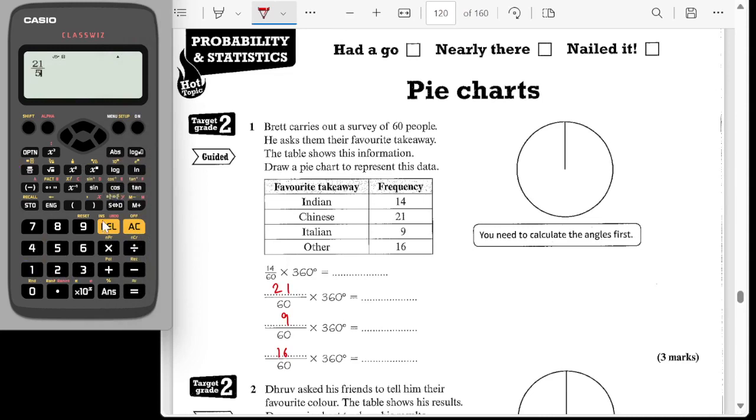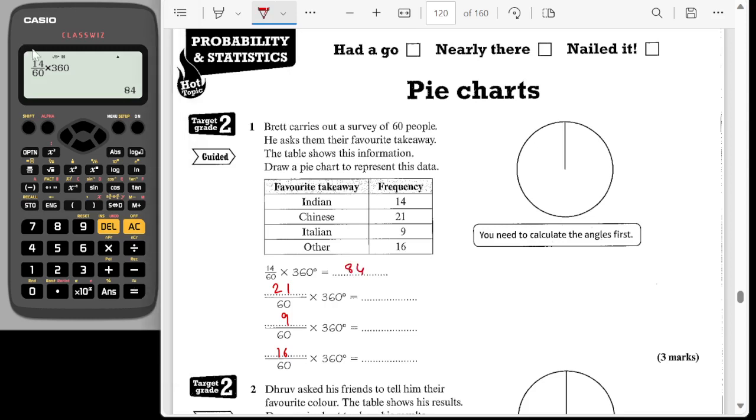I've missed one out, let's start that again. I'm going to do 14 over 60 times by 360. And that's going to give me each of my angle sizes. So I've got 84 first of all.